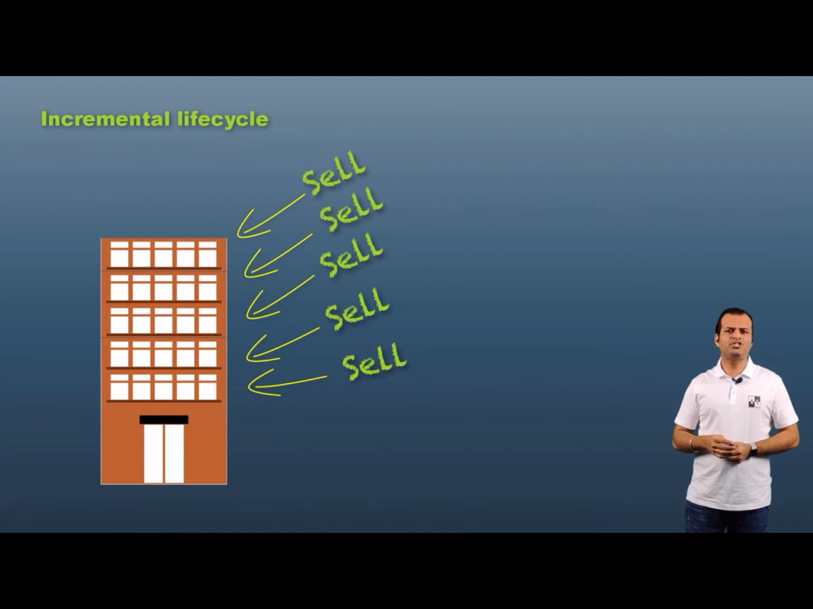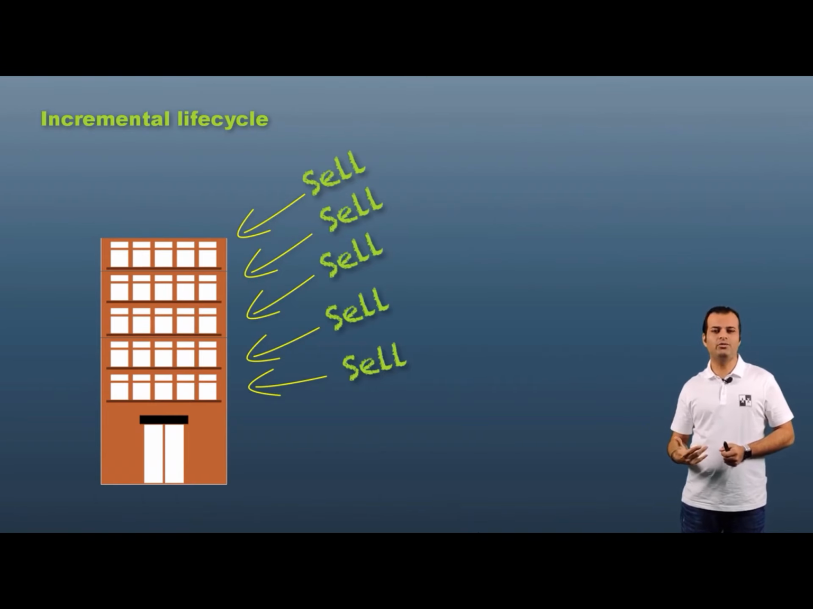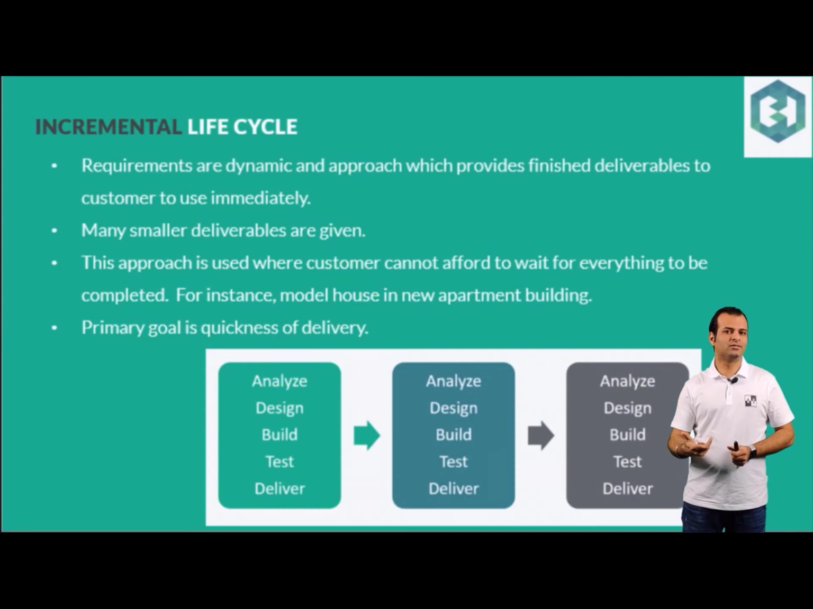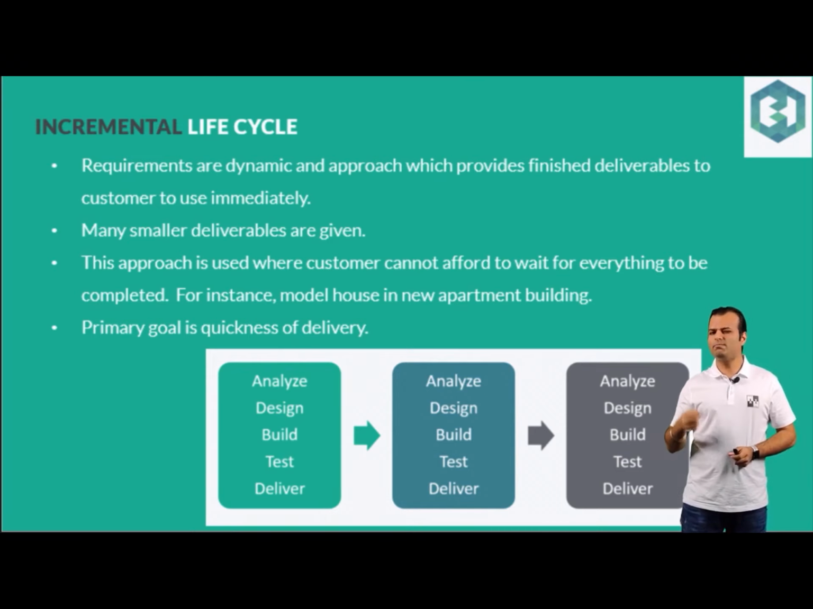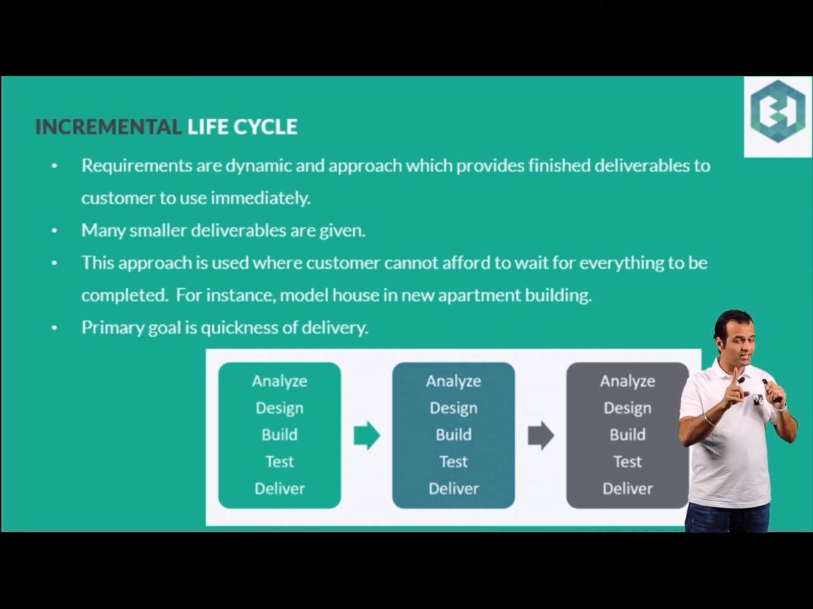Okay, this approach is used where customer cannot afford to wait for everything to be completed. They don't want the complete building to be completed. They just quickly want to sell it. Why? People are going crazy about construction. They want to buy new and new houses, and that is why you use it. Okay, the primary goal in this is quickness of delivery. If you compare it with iterative, the primary goal was perfection. You want to make the perfect solution. So in that, you launched your apartment building in one single deliverable.